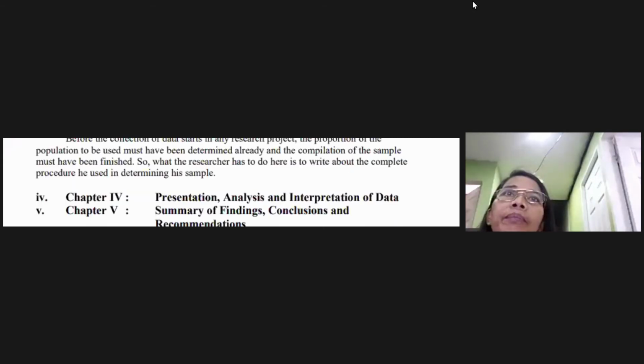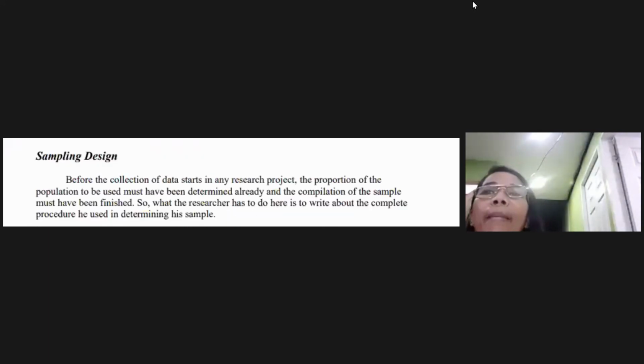Okay, so yung sampling of data, if it starts in any research project, the proportion of the population to be used must have been determined already and the compilation must have been finished. So what the researcher has to do here is to write about the complete procedure he used in determining his sample. The PowerPoint or the PDF that I have given you, meron tayo doong computation na formula, right? Pinakita ko na yun nung nakaraan and you just go back on that.